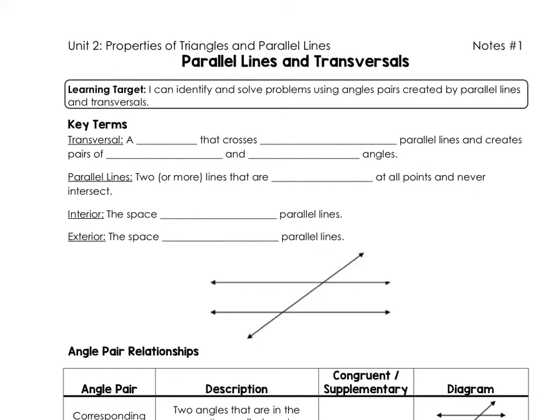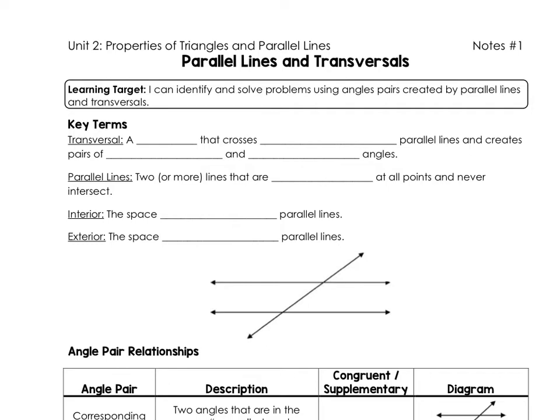Hi everyone, today we start our study of Unit 2, which covers properties of triangles and also parallel lines. Our focus for today's lesson will be on parallel lines and transversals. So our learning target states that you will be able to identify and solve problems using angle pairs created by parallel lines and transversals. Our key terms, well first, this word transversal that I keep bringing up.